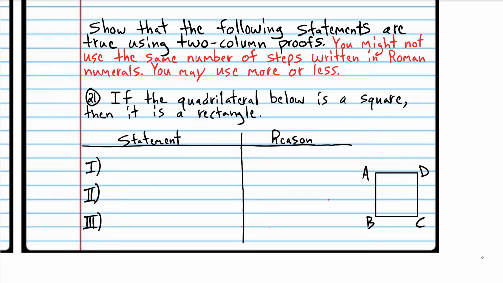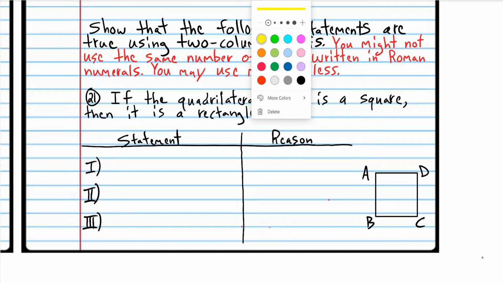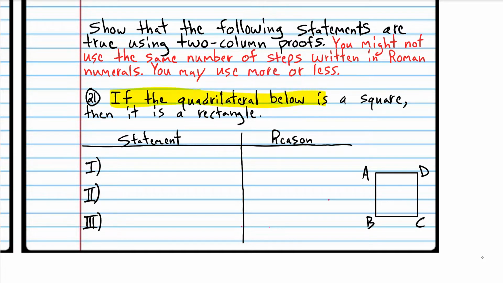It says, if the quadrilateral below is a square, then it is a rectangle. So if it's a square, then it must be a rectangle. We have to prove that. So what's the given information? Well, go ahead and try number 21. Remember, I know that proofs are very intimidating, but don't complain until you write the given information. So write that given information and attempt this proof, and when you come back, we'll do it together.